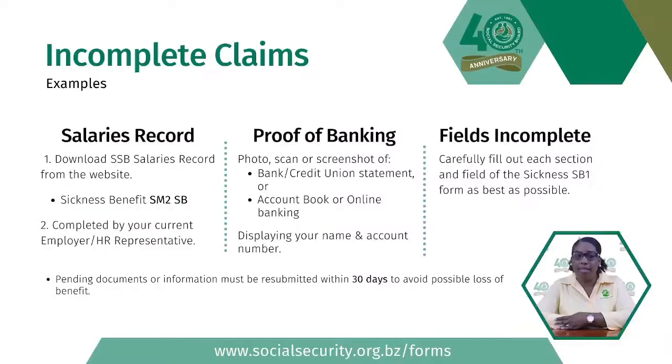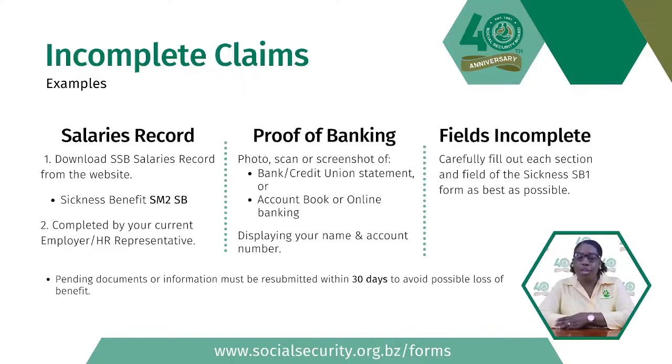So we've discussed the complete claim process and the steps that you must follow to ensure that you submit a complete claim. What we need to now look at is incomplete claims and some examples of incomplete claims. Those examples are a missing salaries record form, missing proof of banking information, or missing fields on the sickness benefit form itself. Whenever this happens, you can expect that there will be some delay with the processing of your benefit.